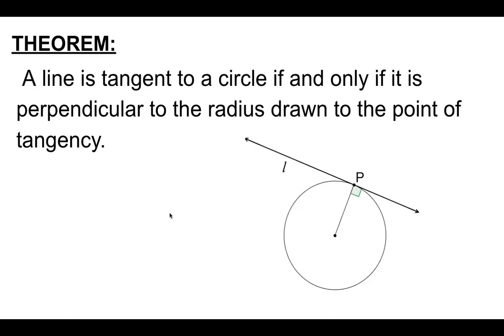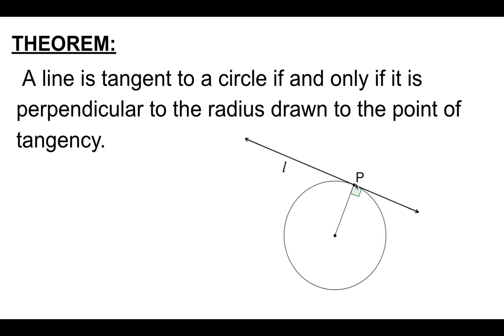A line is tangent to a circle if and only if it is perpendicular to the radius drawn to the point of tangency. I brought this up earlier: we have this tangent line L, and we know it's a tangent line because we have the center of the circle here, and from the center of the circle to point P, that's the radius line. We know that because point P lies on the circle. And again, if you go from the center to a point on the circle, that's the radius line.